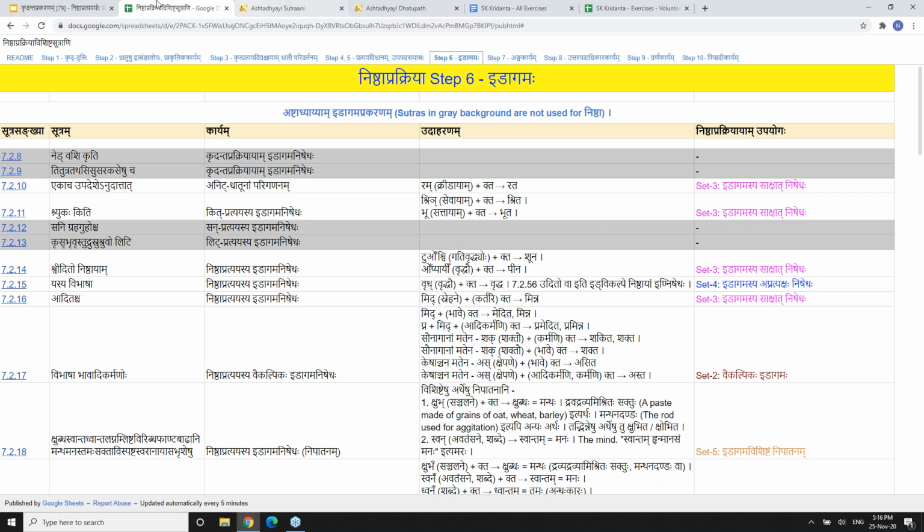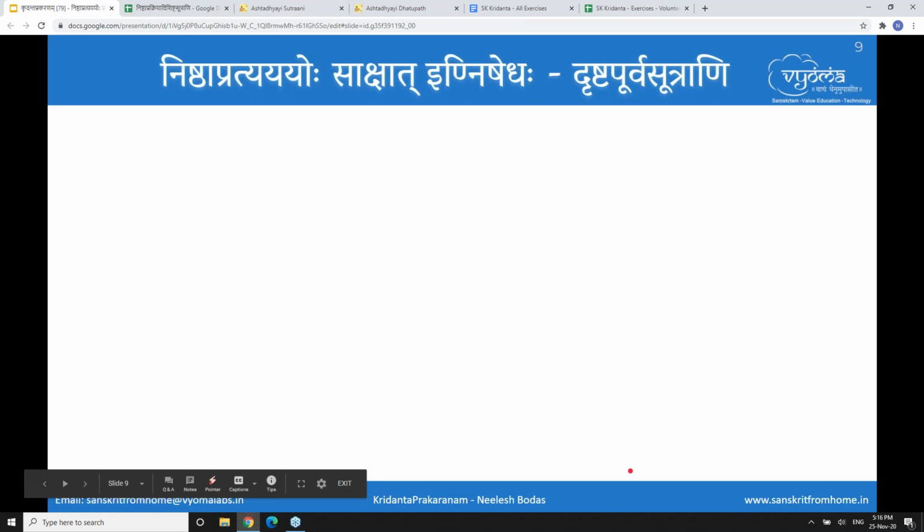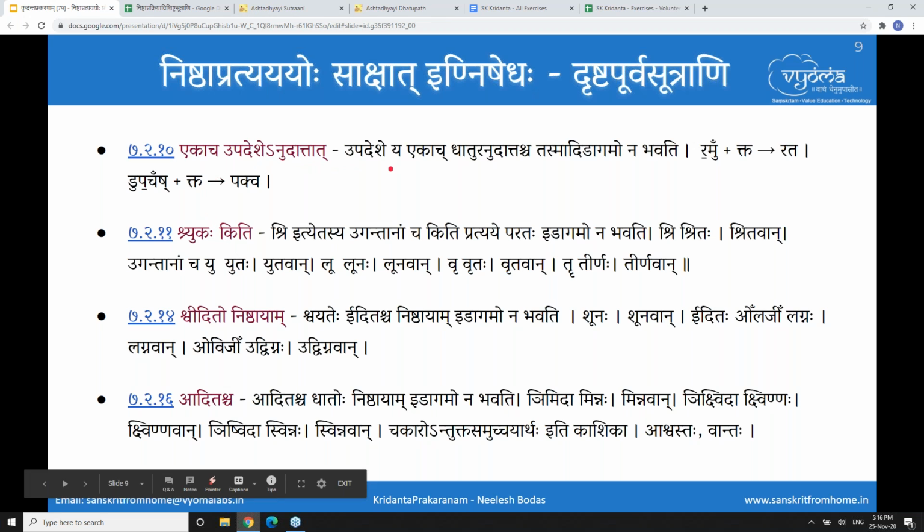There is a one line explanation on the slide, but I don't think I need to explain that. Ekach upadeshenudatta, this is the premise that we started with. Upadeshe yaha ekach dhatuhu anudattaha, tasmad vihitasya nishtha pratyayasya idagamaha na bhavati. So rama becomes rata, pacha becomes pakva, and so on.